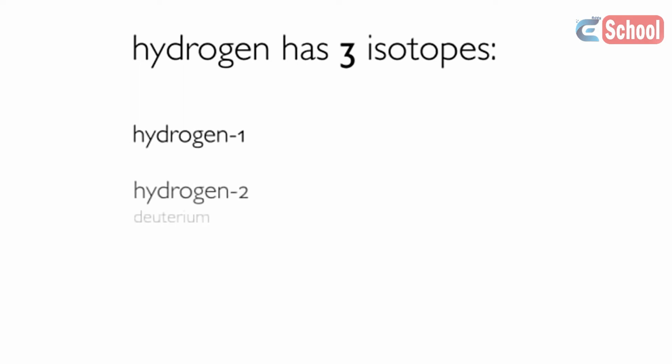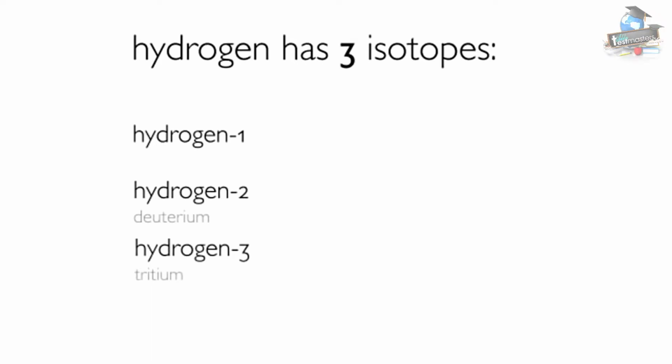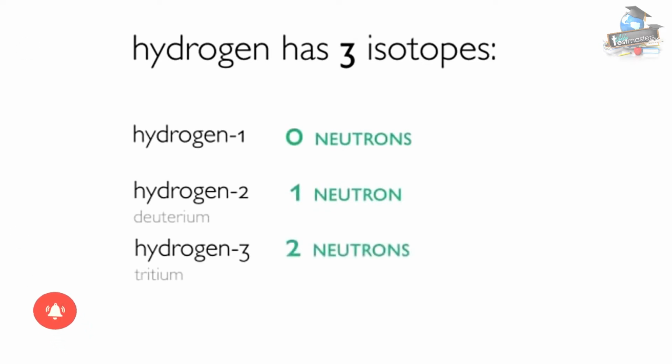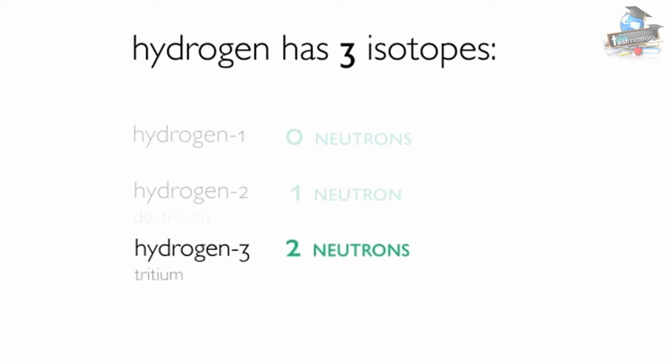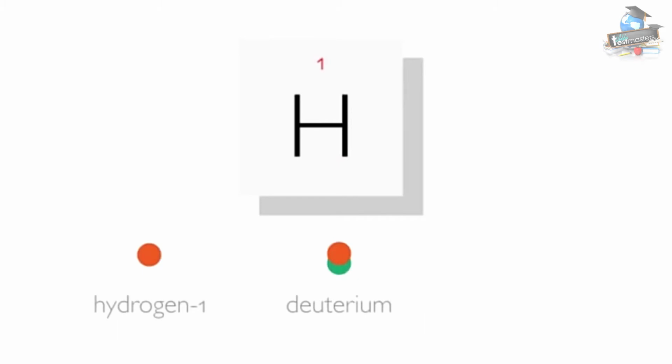Hydrogen-1, hydrogen-2, also called deuterium, and hydrogen-3, also known as tritium, are the three isotopes of hydrogen. They have 0, 1 and 2 neutrons respectively. Tritium is the heaviest isotope of hydrogen as it has a larger mass number. Note that in each of these isotopes there is a single proton. This means that the element is unchanged, and that's the important point. It is still hydrogen and will react chemically in exactly the same way.